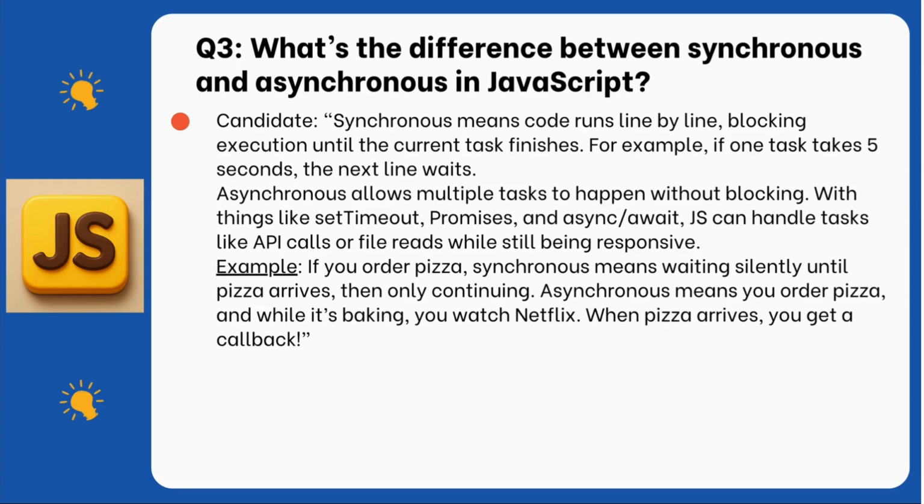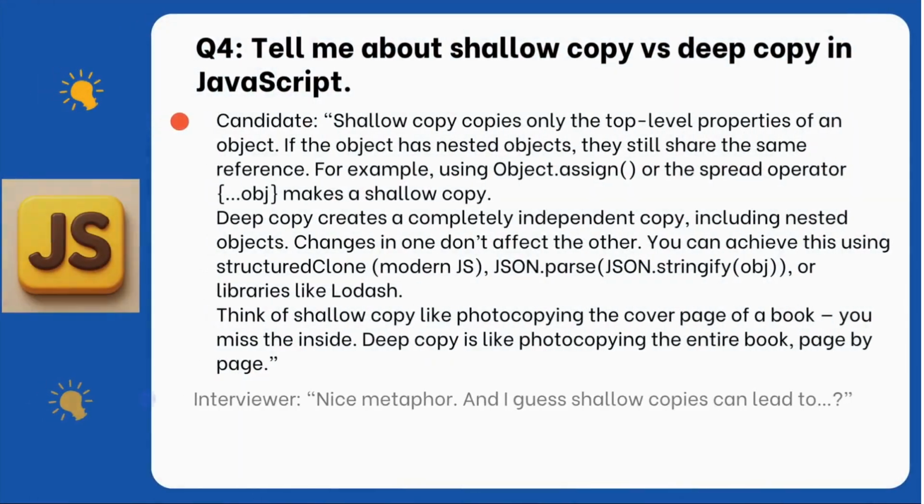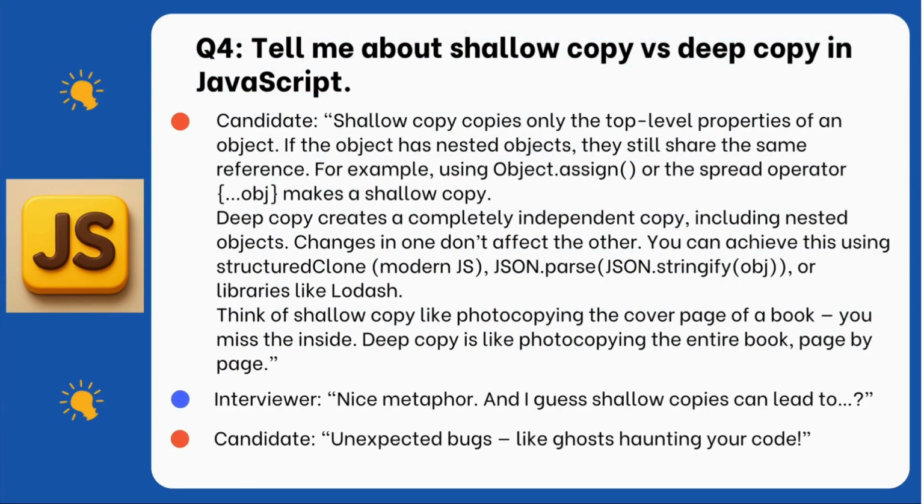still being responsive. For example, if you order pizza, synchronous means waiting silently until pizza arrives, then only continuing. Asynchronous means you order pizza, and while it's baking, you watch Netflix. When pizza arrives, you get a callback. Now I'm hungry. Good analogy again.